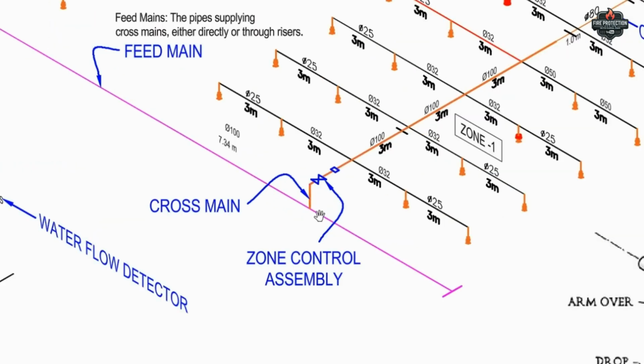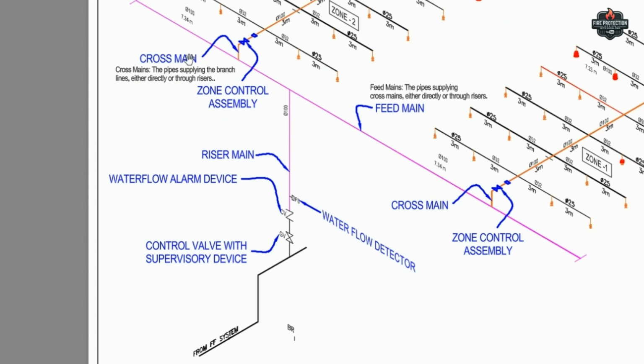And then we have cross mains. See, cross mains are connected to the branch lines. So the cross mains are pipes supplying water to branch lines. Okay, and then we have the feed main. The feed mains are pipes supplying water to the cross main. See here, the feed main pipe in pink color is connected to the cross main, the orange color pipe. And then we have one riser pipe, a vertical pipe supplying water to the cross main.